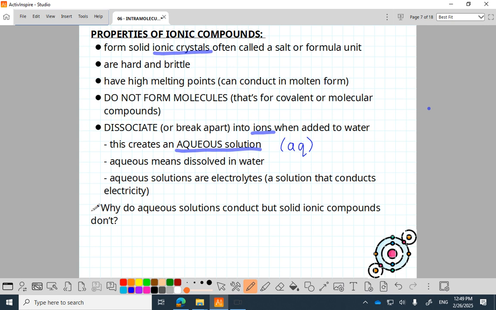Okay, so why do aqueous solutions conduct but solid ionic compounds don't? Because in order for conductivity, just like in a metallic bond, you need free electrons or free charge. So when you have an ion that becomes broken apart, then the ion is free. And now you have a charged path for the electricity. If you have pure distilled water, there shouldn't be any ions.